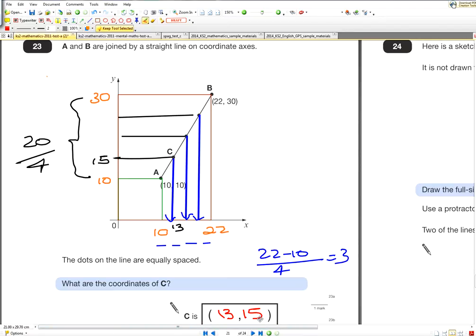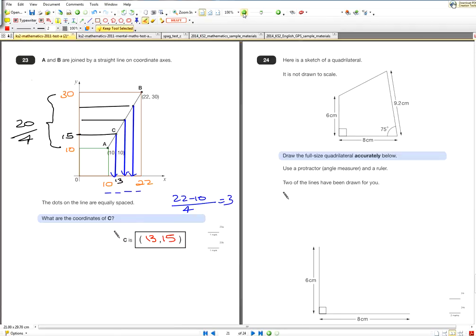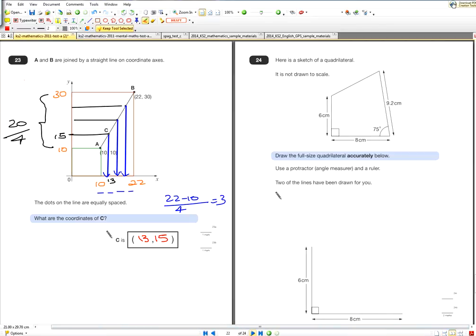So you need to think about the symmetry. There's two separate marks, one for the top, one for the bottom. Okay, the next question, I'm not going to be able to do that on here because I don't have the software to do angles and stuff. But you have to basically measure the 75 degrees and you're going to want to skip that question for the moment.